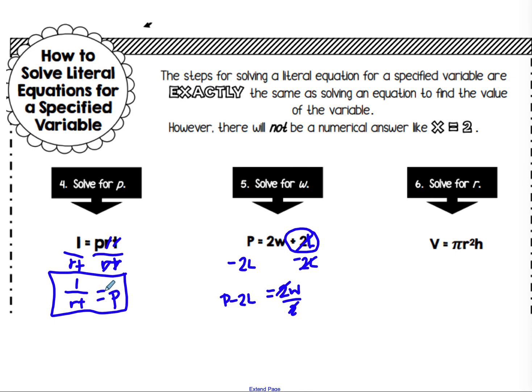Now I can write it as one big division problem like I did here if nothing's going to simplify. But looking at this, I can tell that things are going to simplify because I've got a number or a coefficient in front of the L. So I'm going to write the division separately. P divided by 2, negative 2L divided by 2, and then my 2W divided by 2.